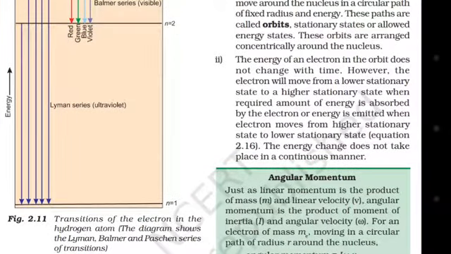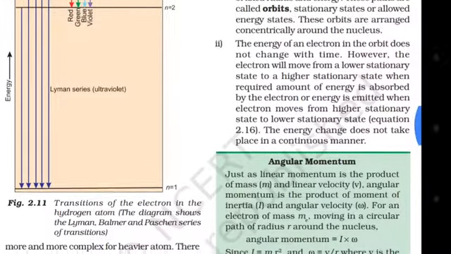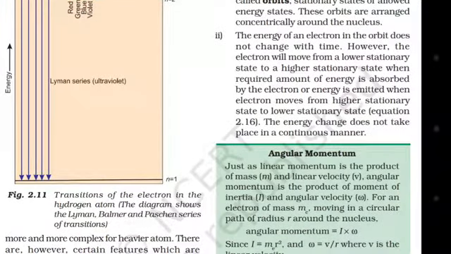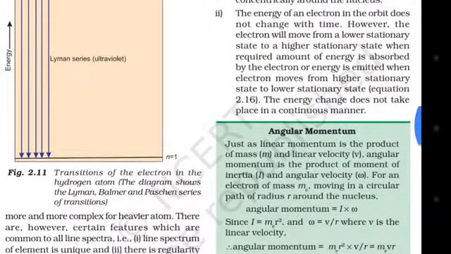Concentrically means around each other in a perfectly circular arrangement. Second, the energy of an electron in an orbit does not change with time. However, the electron will move from a lower energy state to a higher energy state when the required amount of energy is absorbed by the electron, or energy is emitted when the electron moves from a higher stationary state to a lower stationary state. Question 2.16, the energy change does not take place in a continuous manner.